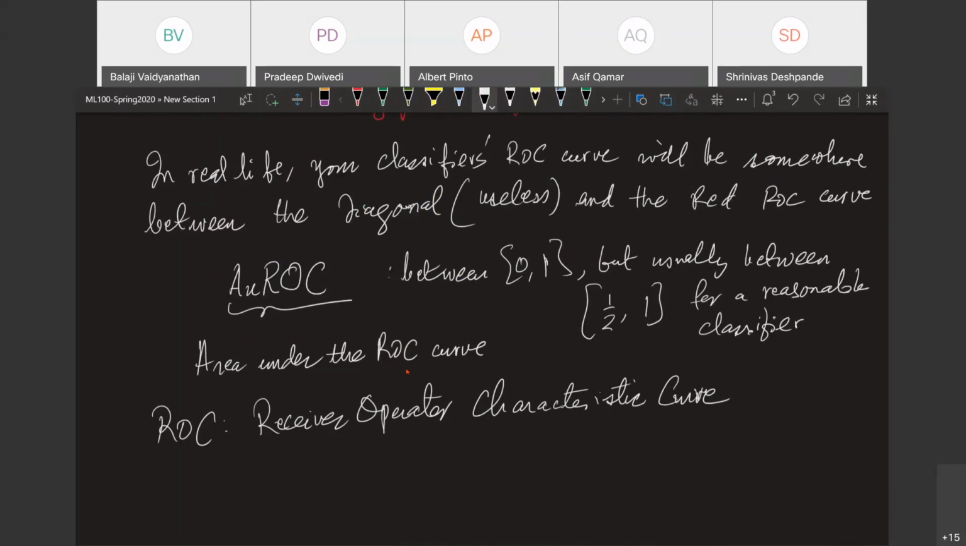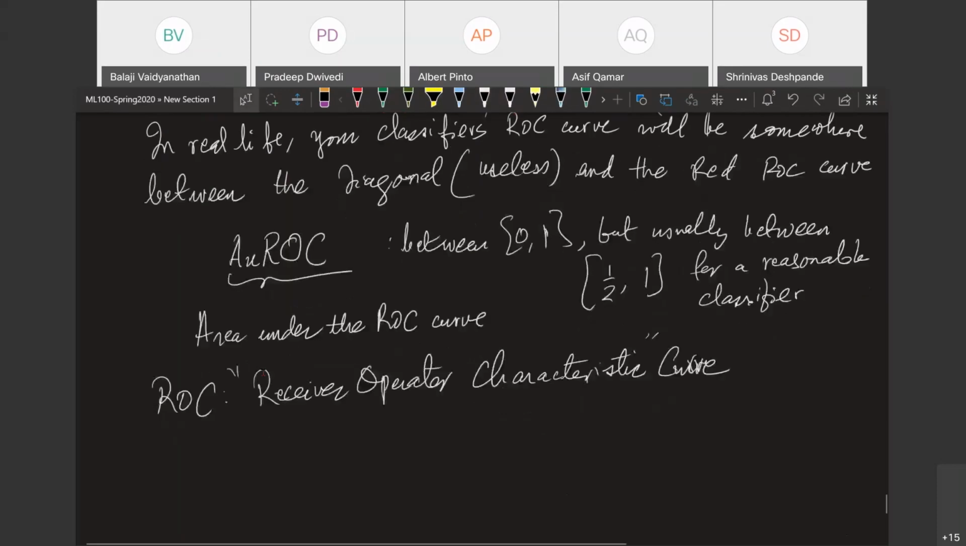Now, this is a very weird sounding word. Like, who would have guessed a term like this? Where does it come from? It has an interesting history. It didn't come from the machine learning literature, actually. It came from signal processing literature. So let me set the context for that. The context for it is like this.